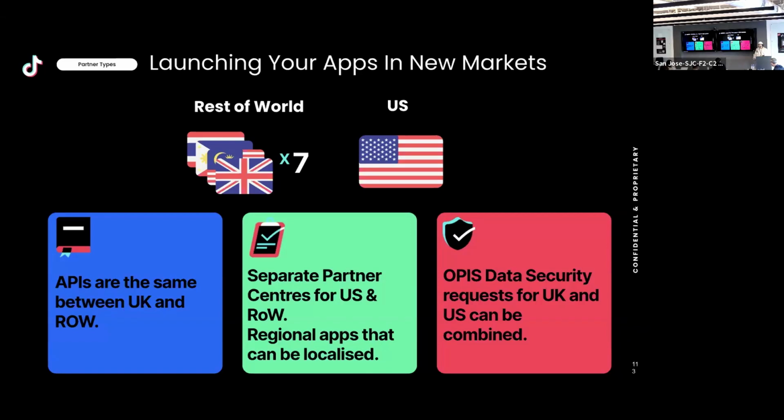It's worthwhile noting, I'm sure all of you have already been through this, we have something called Opus. It's a security questionnaire that you go through. If you haven't built an app today, you can tick US and UK in the same process, and that'll get submitted through our teams and can be combined. If you have already submitted the US one, you'll have to resubmit again for the UK and rest of the world. But besides that, that's the only hurdle you need to come through.